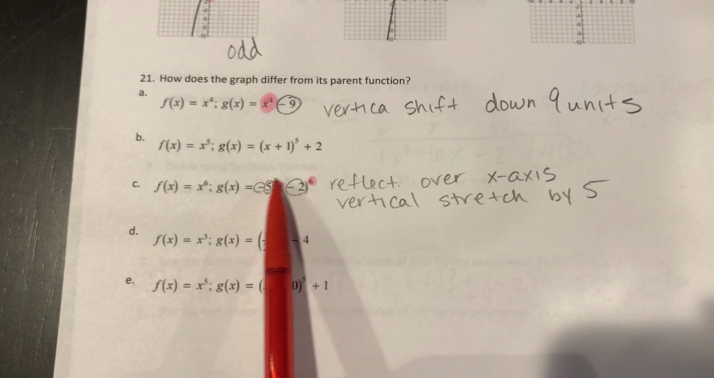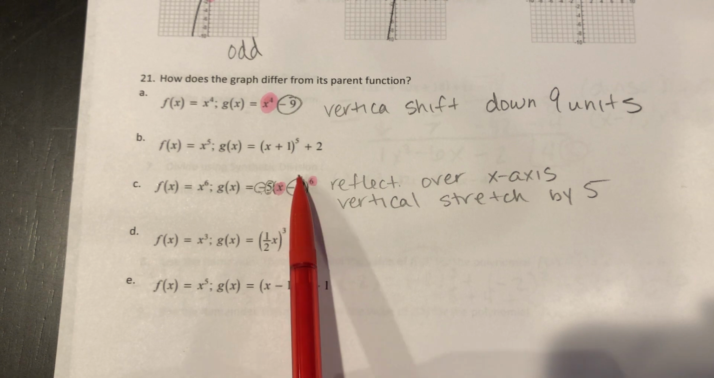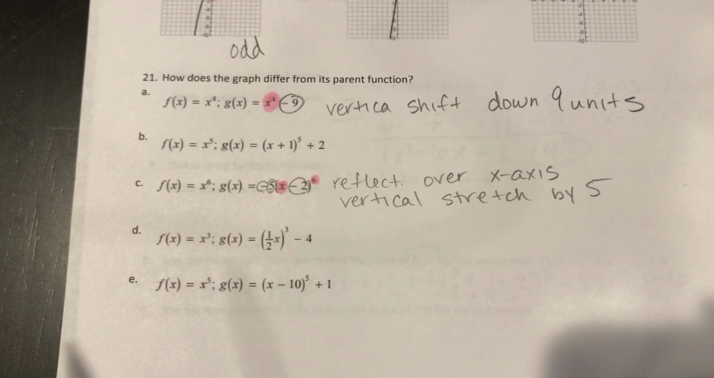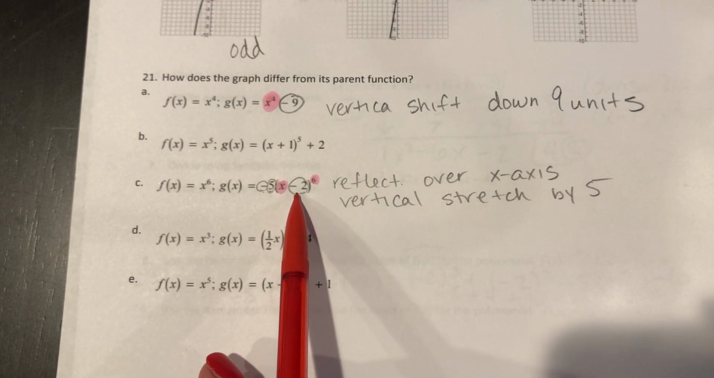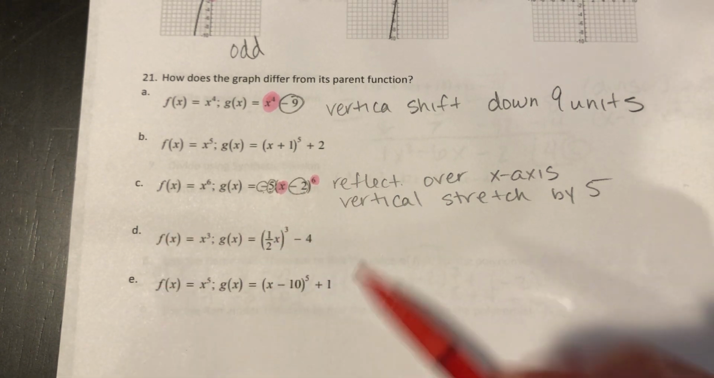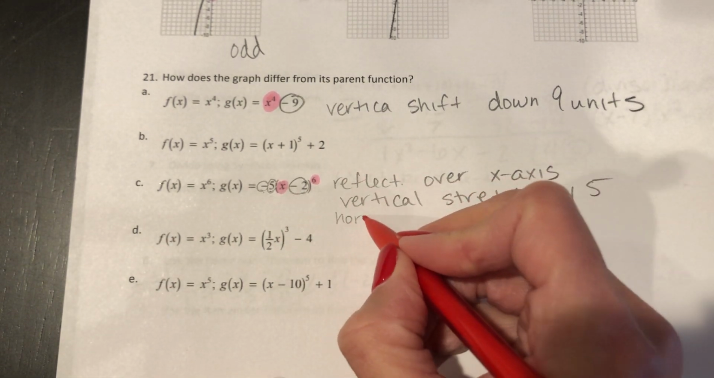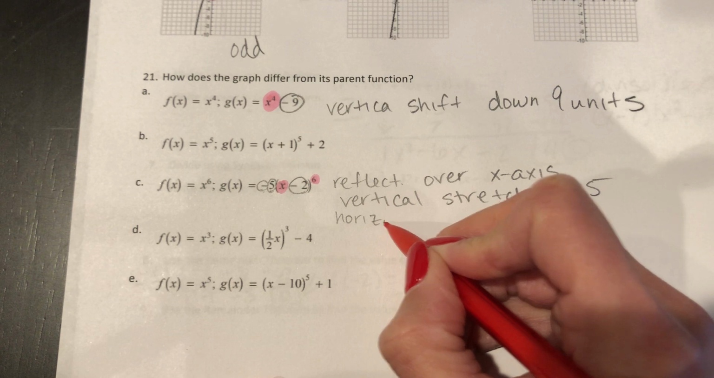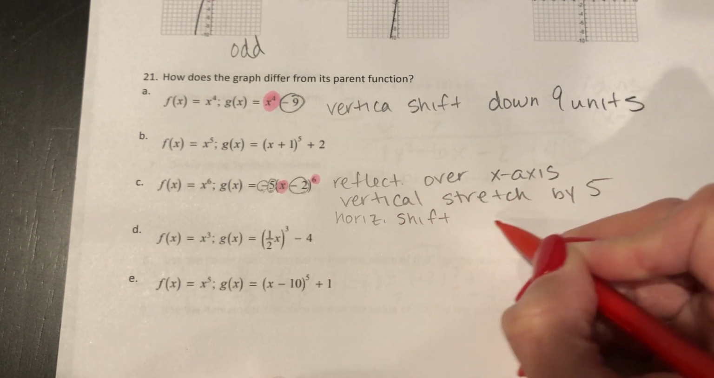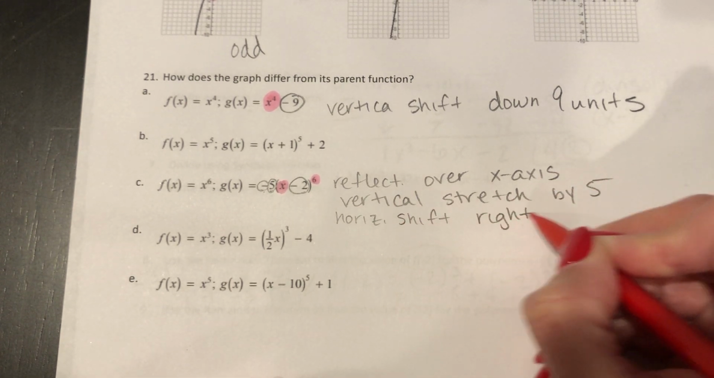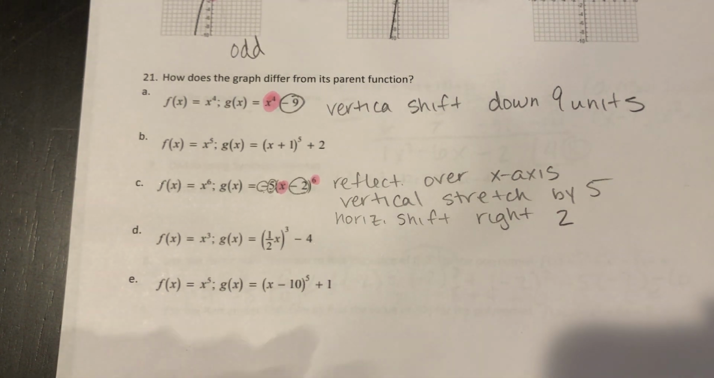And then -2 is inside the parentheses, so when it's inside, it's either going to go left or right, and since it's minus, it's going to go to the right. So that's a horizontal shift right 2. So that would be your answer.